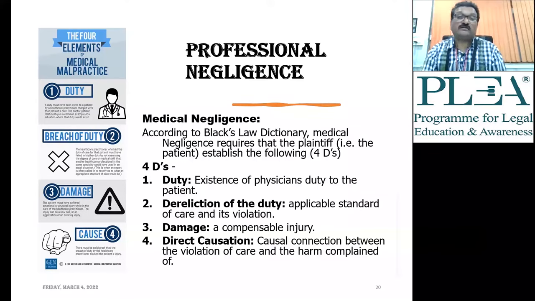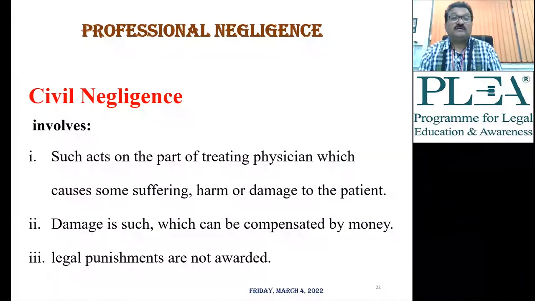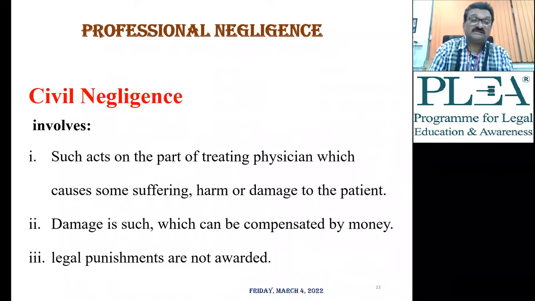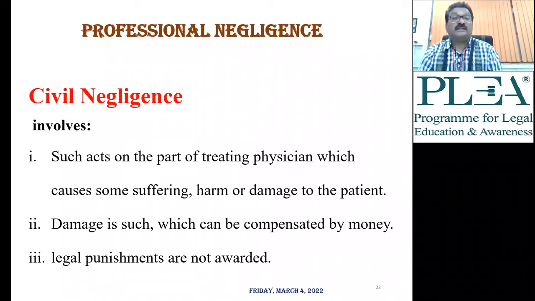Now, these civil courts and criminal courts, what is civil negligence? We all know, it is an act on the part of treating physicians which causes some suffering, harm or damage to the patient. That means these are all minor harms or damages to the patient. Damage is such which can be compensated by money. So all this damage or harm or suffering on the patient as a result of treating that patient should be compensated by money. Now, legal punishment in this civil negligence cannot be awarded by the civil courts.